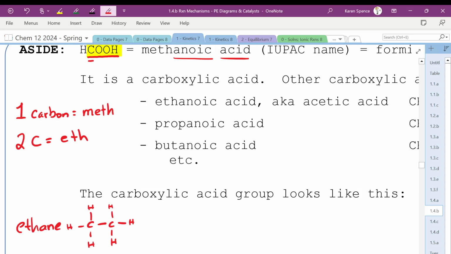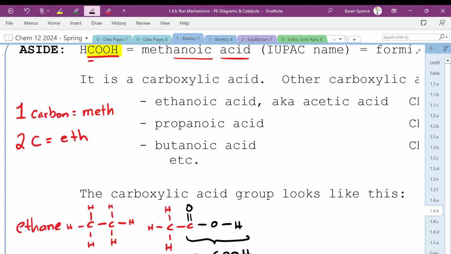If we wanted to change that to ethanoic acid, we would still have a C and a C, and we would have H's everywhere, H, H, H. But then on our last carbon, we'd put a double bond O and an O and an H, because that is our COOH group. Okay? And these are acids.